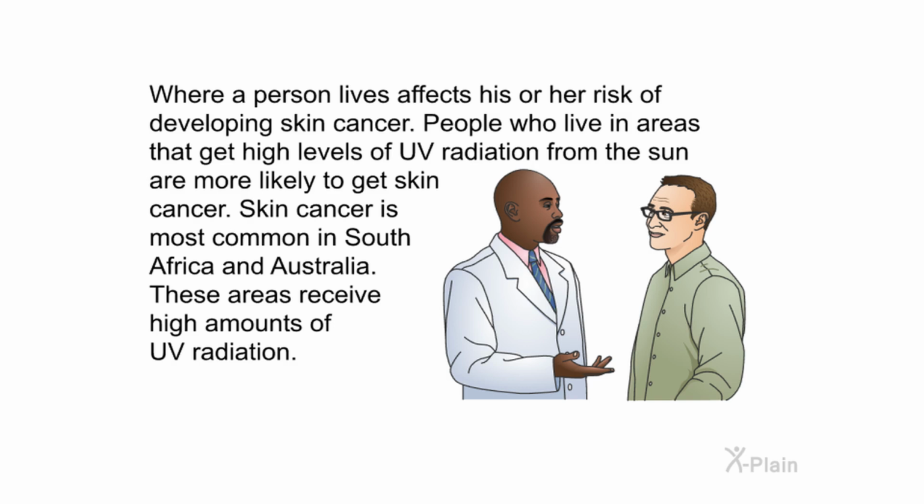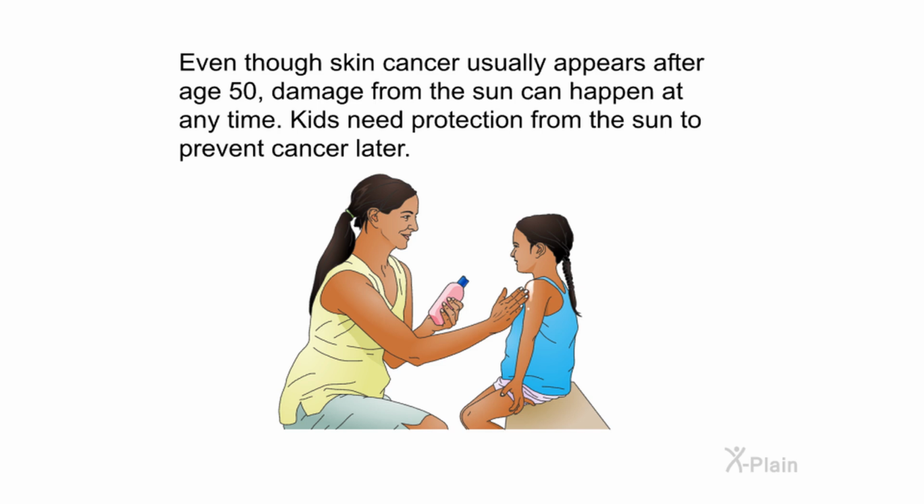Where a person lives affects his or her risk of developing skin cancer. People who live in areas that get high levels of UV radiation from the sun are more likely to get skin cancer. Skin cancer is most common in South Africa and Australia. These areas receive high amounts of UV radiation. Even though skin cancer usually appears after age 50, damage from the sun can happen at any time. Kids need protection from the sun to prevent cancer later.